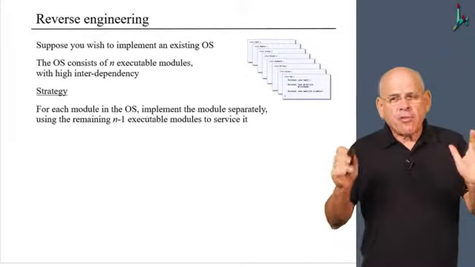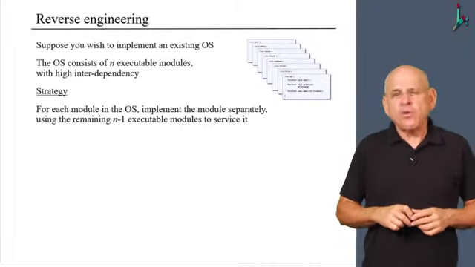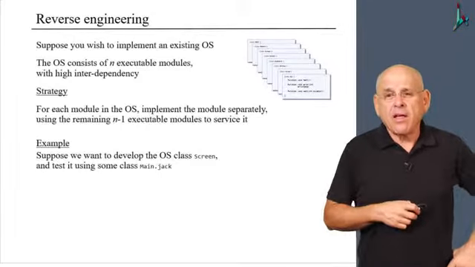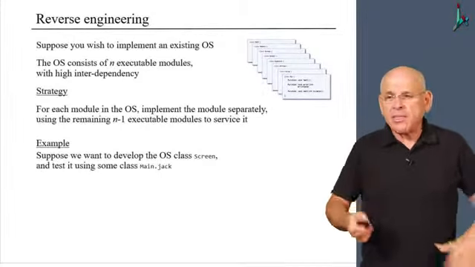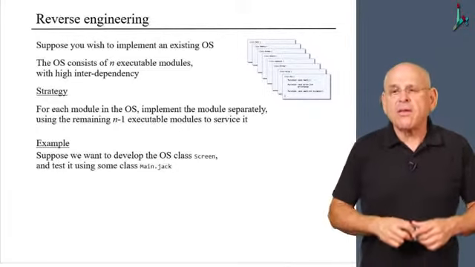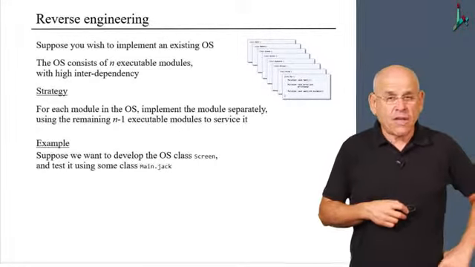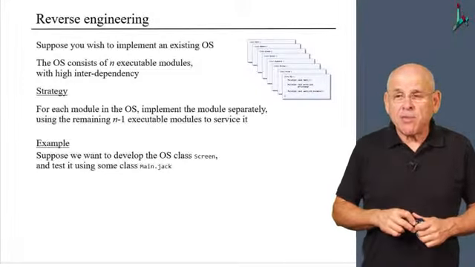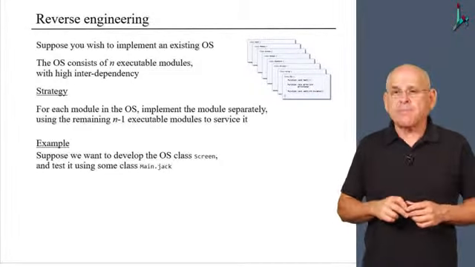So going back to nand2tetris, let us assume that we want to develop the Screen class, which is one of the 8 OS classes, and test it using some supplied test code, which we call Main.jack. How should we go about doing it? Well, the development strategy is going to be surprisingly simple.